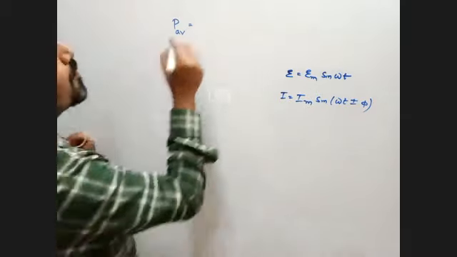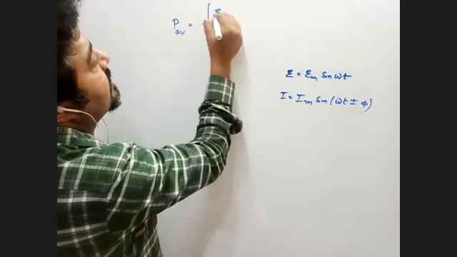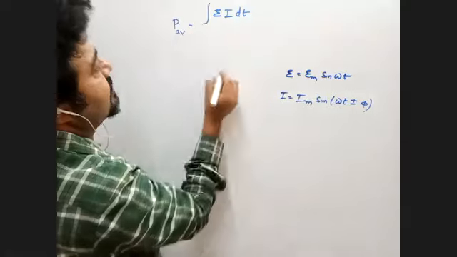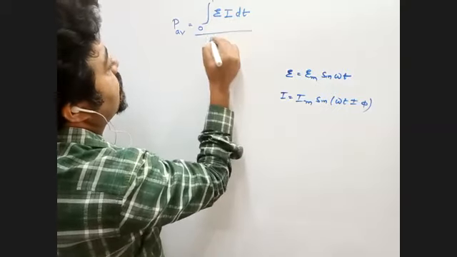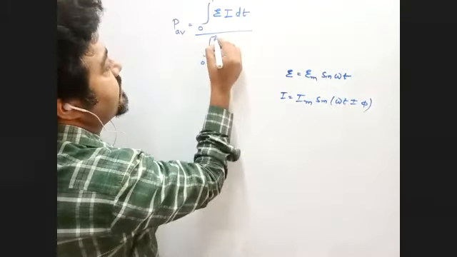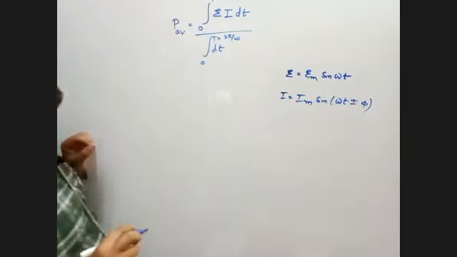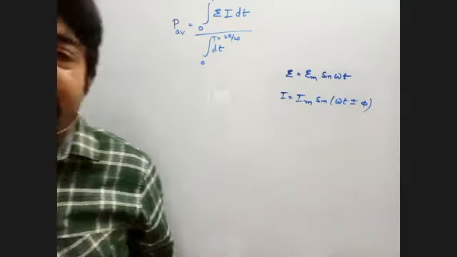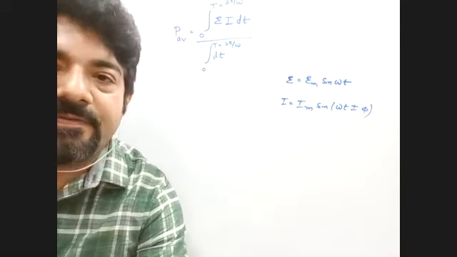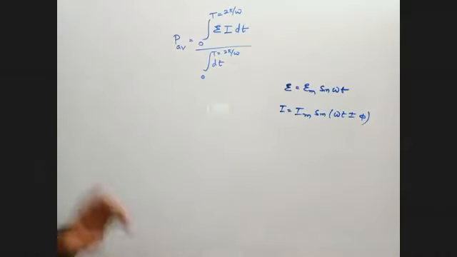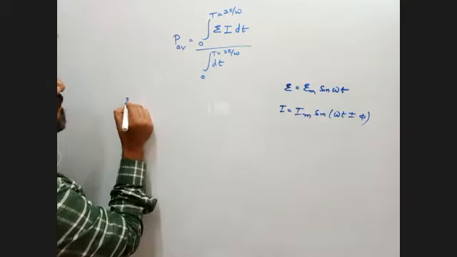So P average is the integration of EMF times current dt over the full cycle, 0 to T, that is 2 pi by omega. If you remember, when we solved EMF or current for average value, we used T by 2, but now we use the full cycle. Again, I will give you the answer later on why we use the full value, not the half value. So let's see what happens.